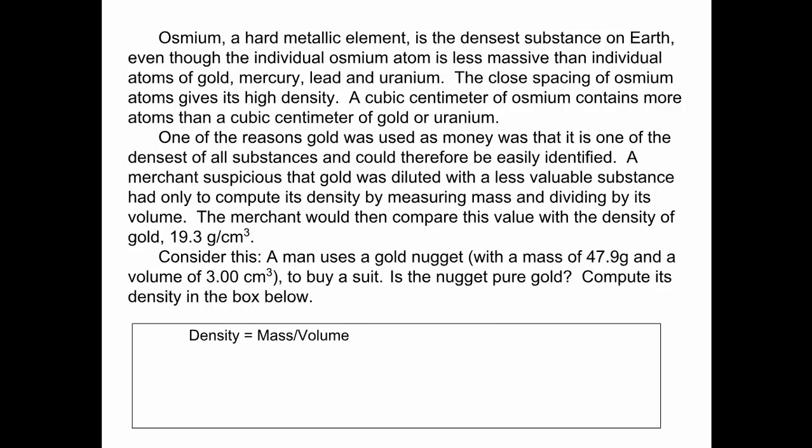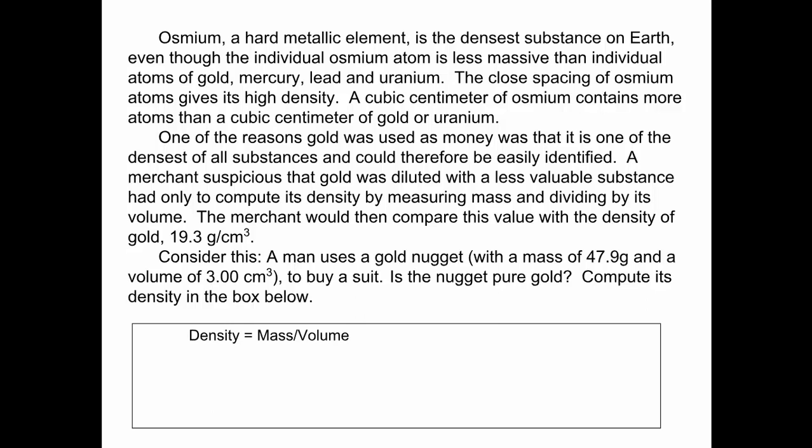All right, let's read this over. Osmium is a hard metallic element. It's the densest substance on Earth. The close spacing of the osmium atoms gives it this very high density. A cubic centimeter of osmium contains more atoms than a cubic centimeter of gold or uranium. So, gold, as you know, because you were talking about Scrooge McDuck earlier, was used as money. Why was gold used as money frequently? Gold coins were the currency of ancient Rome or other places.